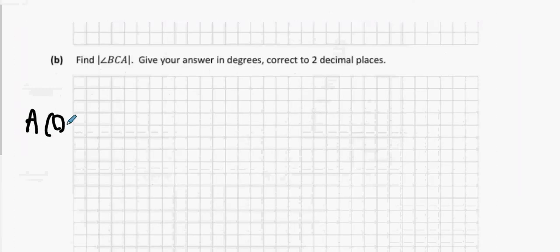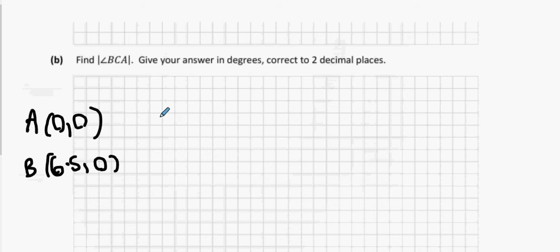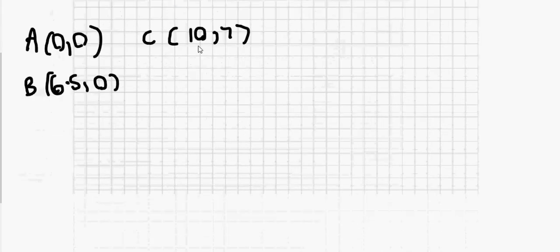3b: give your answer. Find the angle BCA. Now, once again, I'm just going to write down what A, B and C are. A is (0, 0). B is (6.5, 0). And C is (10, 7).